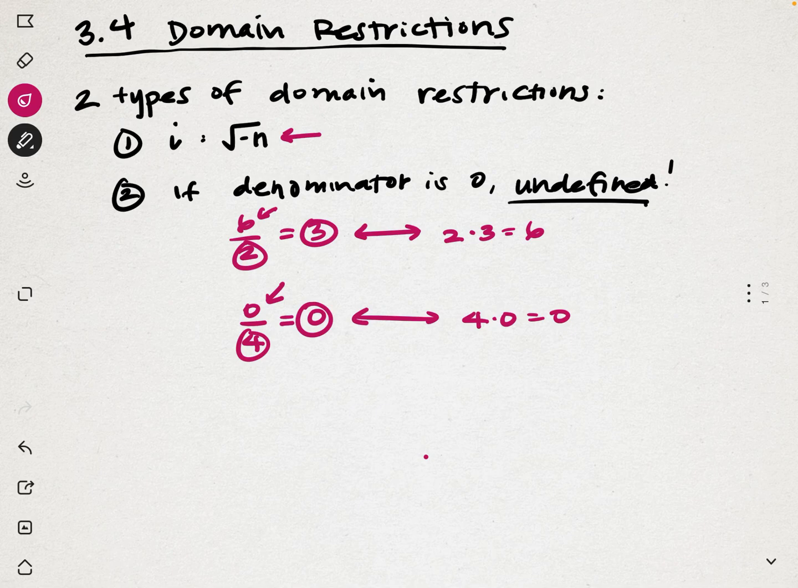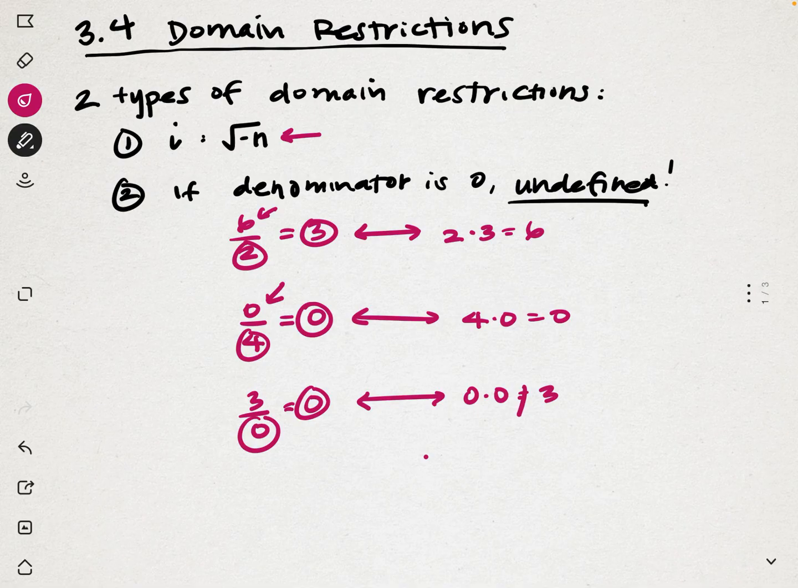Now, some of you might think, all right, if we have 3 divided by 0, that's probably equal to 0, but this is where it fails. Because then, by the same thinking, 0 times 0 is equal to 3, and we know that's definitely not true.